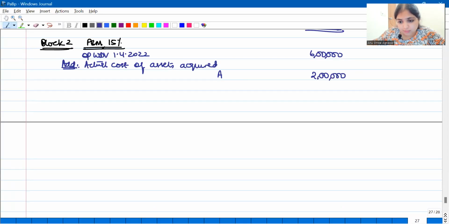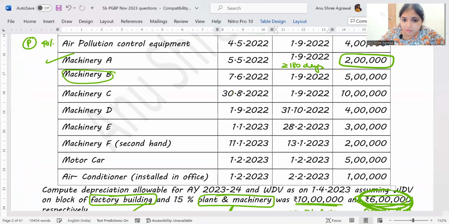We will think about two things. Number one, was it put to use for at least 180 days? Yes, it was put to use in the year of acquisition itself. Therefore, we will think about 180 days and it was put to use for at least 180 days. Will I get additional depreciation? Yes, 20% additional depreciation I can avail, right? Because assessee is a manufacturer and it is WDV method and it is plant and machinery and it is usual machinery. It is not ineligible plant and machinery. So therefore, I will get additional depreciation. Then we have machinery B. Machinery B, it was acquired on 7th June 2022. In the same year, it was put into use.